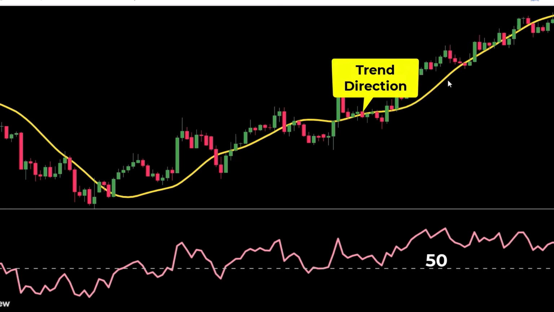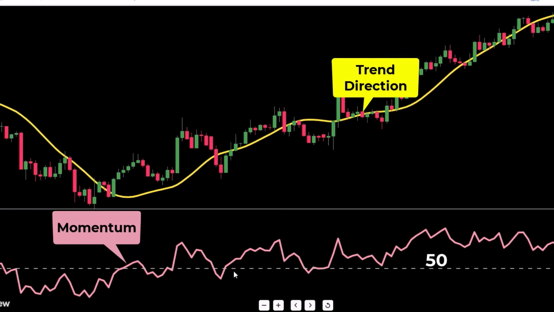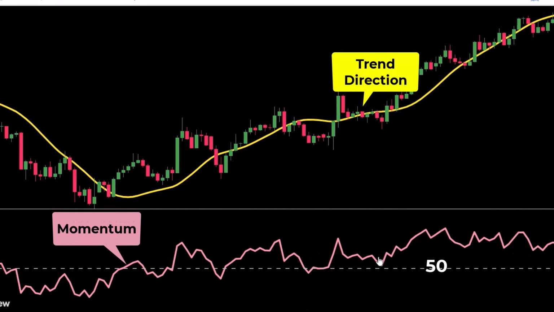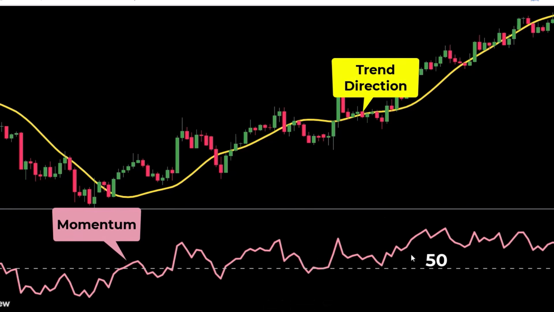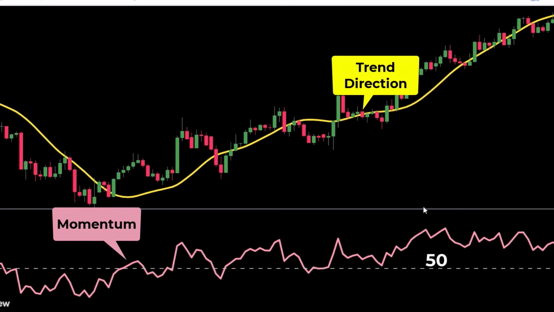The Hull Moving Average shows us the direction of the market. It helps us know whether we should look for buys or sells. The RSI shows us the strength of that move and helps us understand whether momentum is supporting the trend. By combining these 2 indicators, we can filter out many weak signals and focus on better trading opportunities.